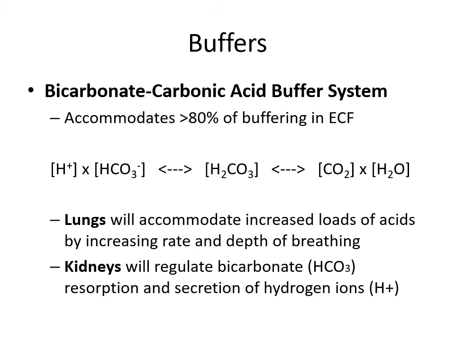Now here we can see the bicarbonate carbonic acid buffer system, and this accommodates more than 80% of the buffering in extracellular fluid. Here we can see hydrogen ions and bicarbonate, along with the formation of carbonic acid, and then CO2 and water. The lungs will accommodate increased loads of acids by increasing the rate and depth of breathing. So you'll breathe faster and deeper to remove CO2 or carbonic acid. The kidneys will regulate bicarbonate resorption and the secretion of hydrogen ions. So you will actually secrete hydrogen ions through the urine.